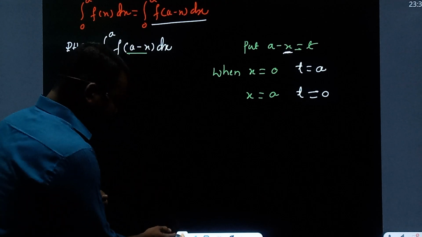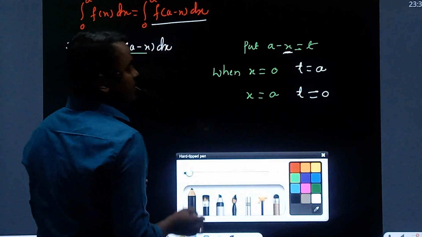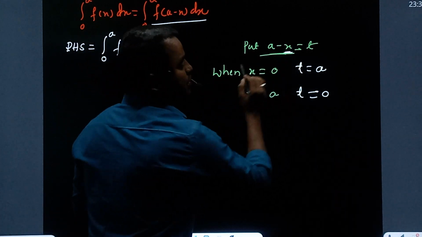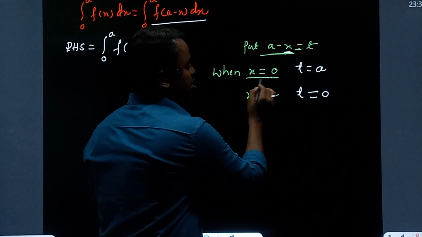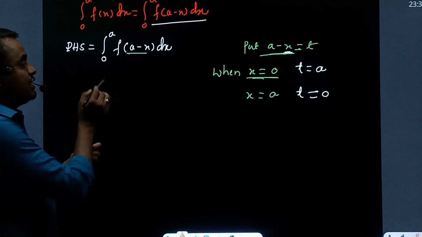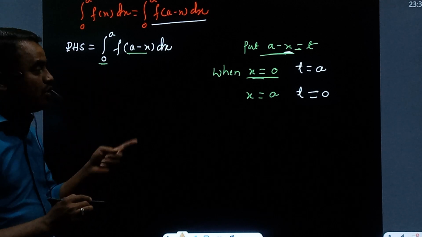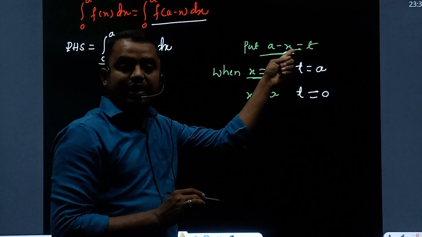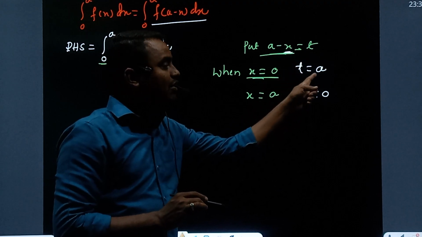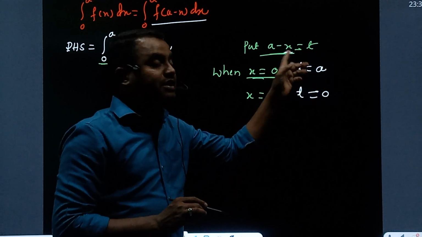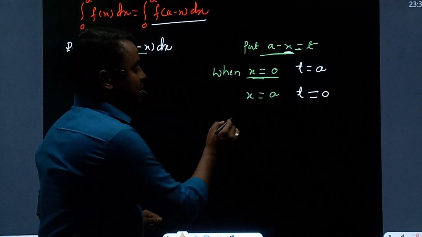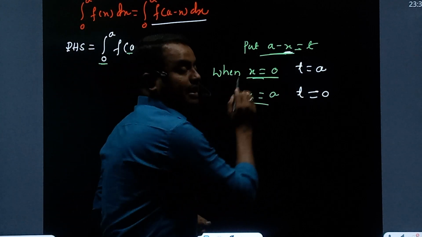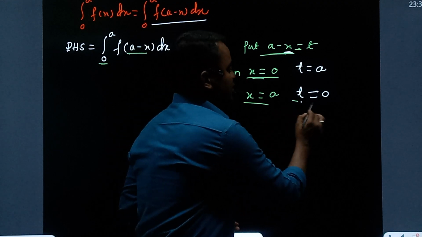Once again see here, put a minus x is equal to t as the substitution. When x is equal to 0, that is the lower limit, a minus 0 means a itself, that is t is equal to a. When x is equal to a, then a minus a is 0, t is equal to 0.